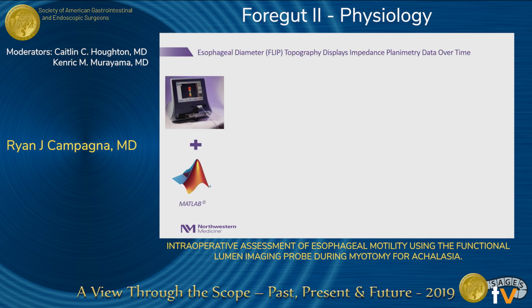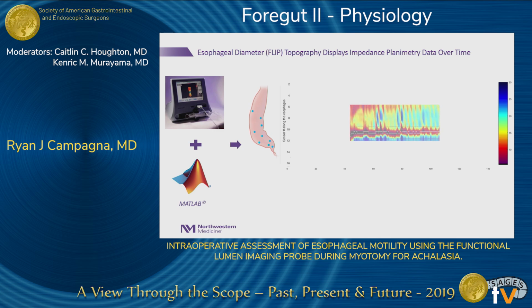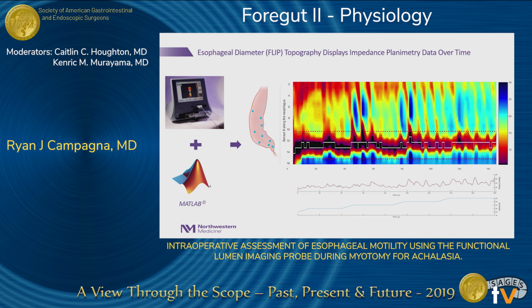However, FLIP data can also be plotted over time. So using specialized software, we're able to take that same FLIP data and plot time on the x-axis, the sensors on the y-axis, and the diameter data as a heat map, wherein the larger diameters appear as higher frequency colors such as blue and violet. And with this, we're able to obtain esophageal diameter or FLIP topography, where you're able to see motility patterns that are otherwise unappreciated with just the traditional FLIP metrics.